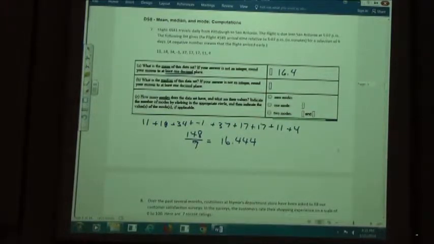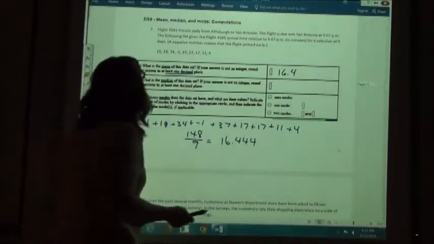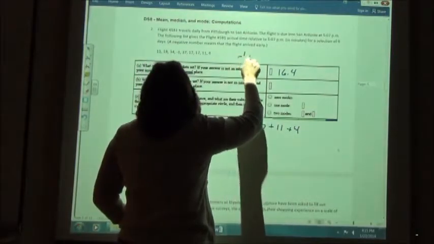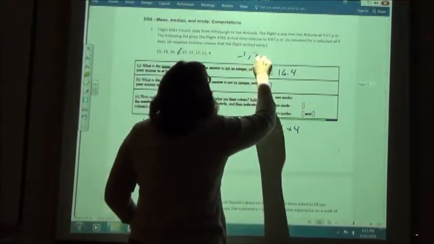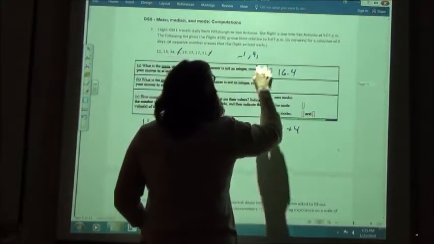Median. If I'm going to do the median, again, I have to find the middle values, which means I have to sort it in order. Now, there's not a lot of numbers here. It might be quicker for us to sort it just by hand instead of typing it into the calculator. Negative 1 looks like it goes first. Then I have a 4. And then my next number looks like it's going to be 11.